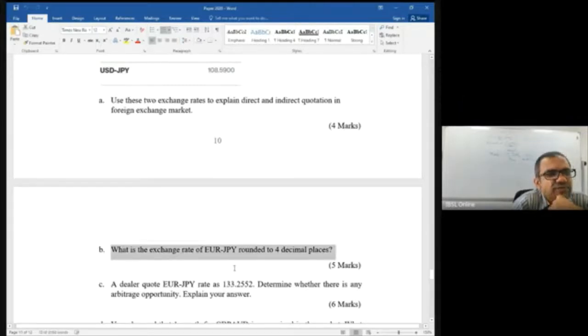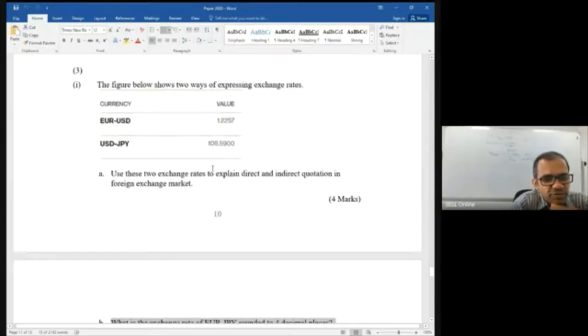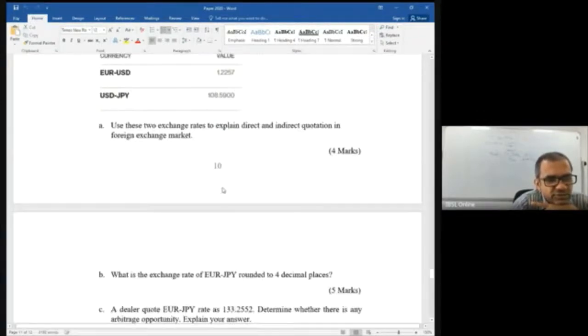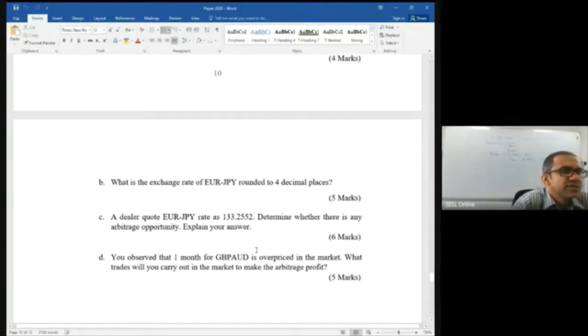Having said that, you should know, if it were two direct quotes, how do you calculate the cross rate? If it was two indirect quotes, how do you calculate the cross rate? In both it's a division, but you should know which one is in the numerator and which one is in the denominator. And when the bid and offer both are given, it is a cross division. That is also something you have to remember. So let's move to the next question.